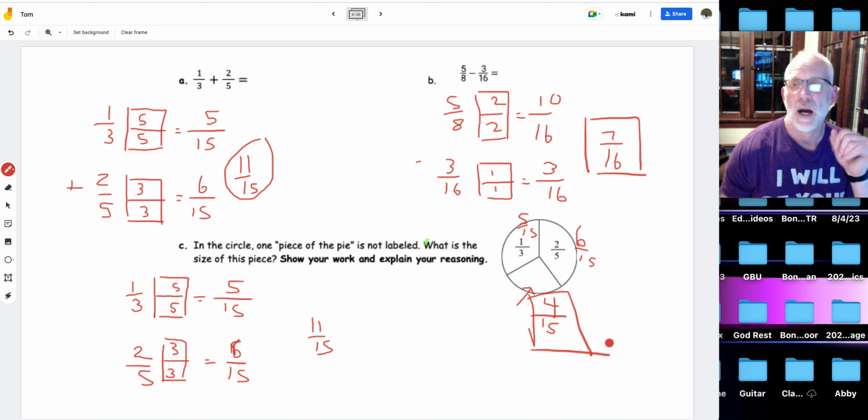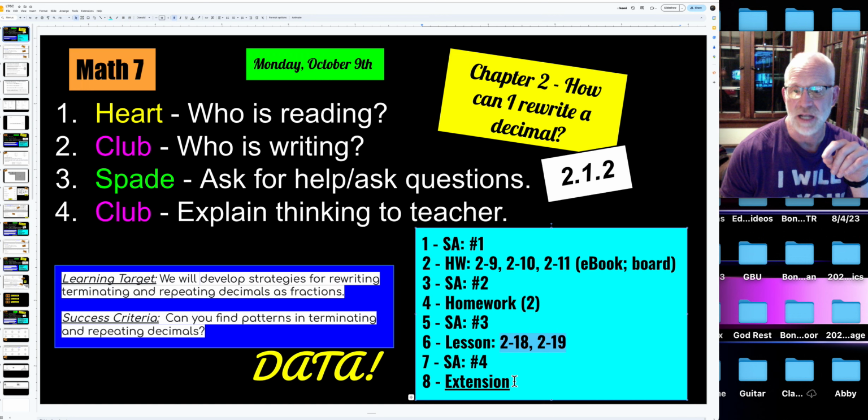All right, if we have time, what we're going to do is we're going to go to this extension. And this extension is tricky, and you're going to see it again and again in the next few years. But it's good just to see it. Even if you don't understand it yet, it's good just to see it. So I'm going to play that now.